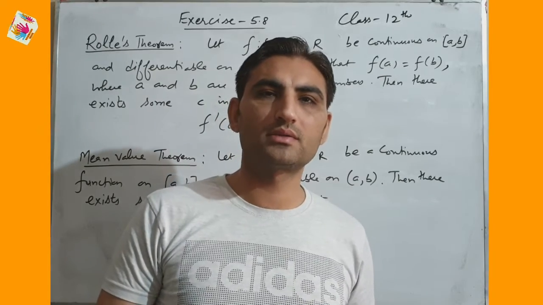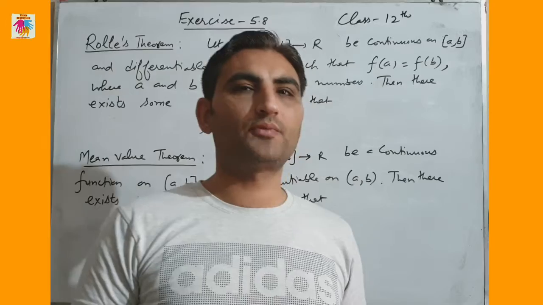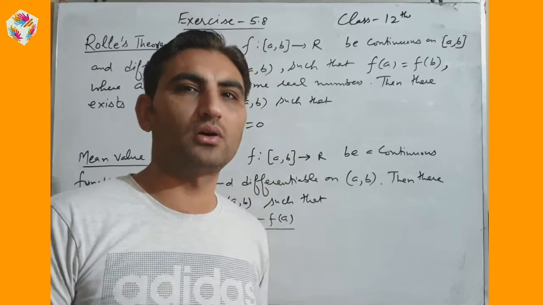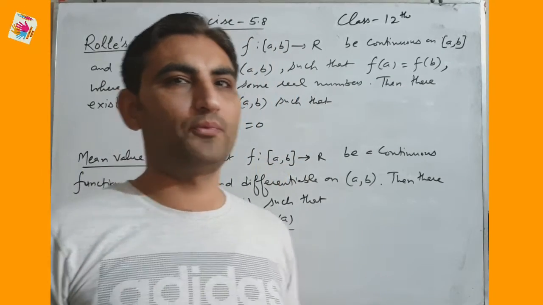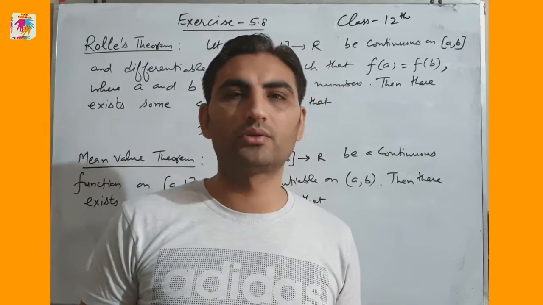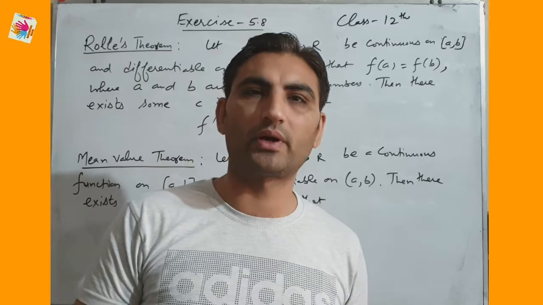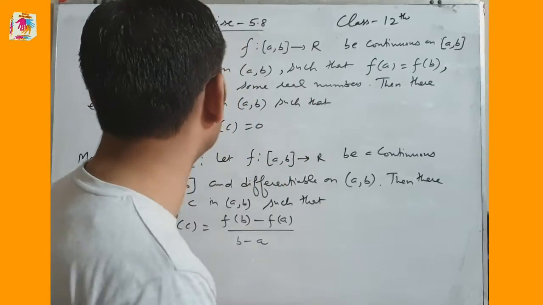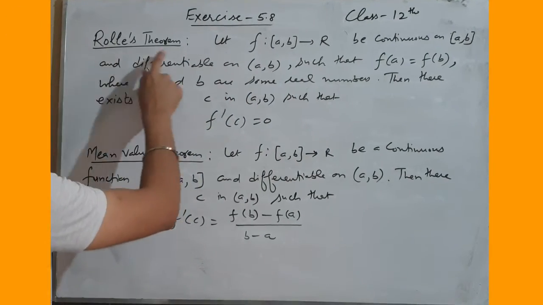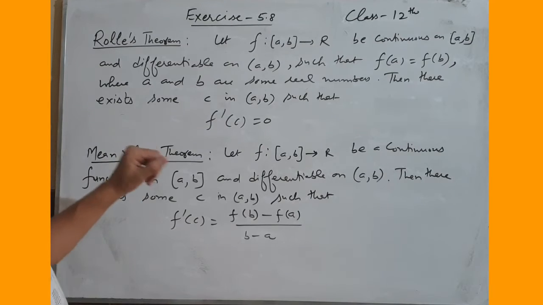Hi dear students, exercise 5.8 is based on two theorems. So the very first thing you have to remember is that you should know about these two theorems, then only you can solve exercise 5.8. I have written both theorems here. First one, Rolle's theorem. You have to remember its statement first.